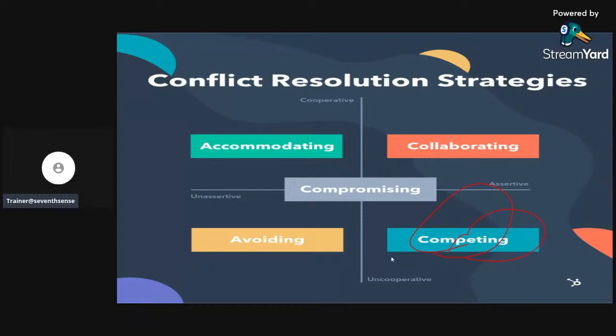Another type of strategy is compromising. One party might compromise to satisfy the needs of the other party to resolve the situation. If it is the only way to solve the situation, then you must take it and compromise yourself if you want to be a good leader.